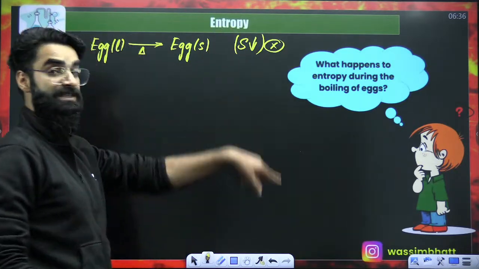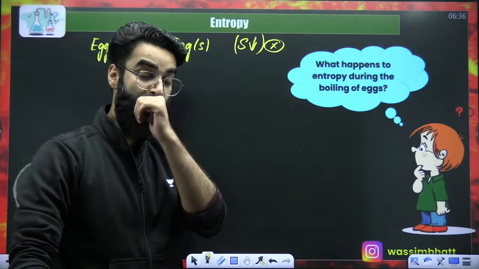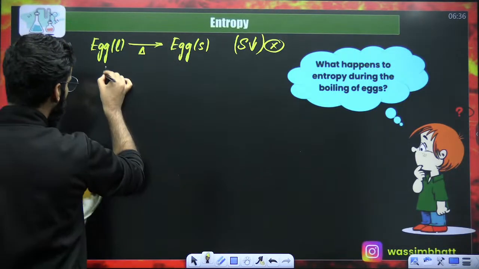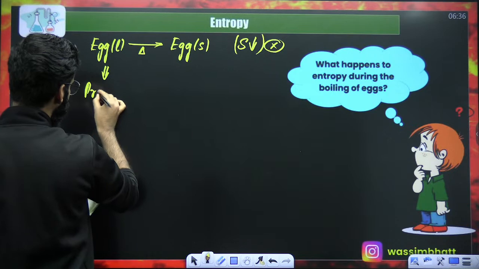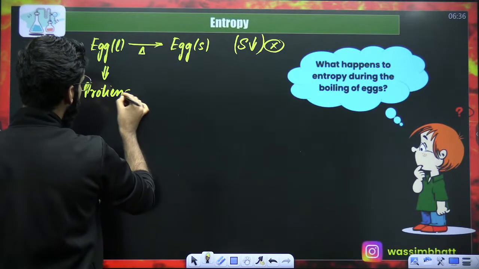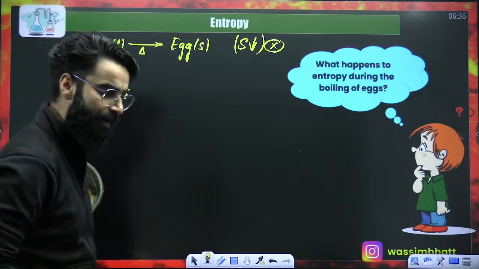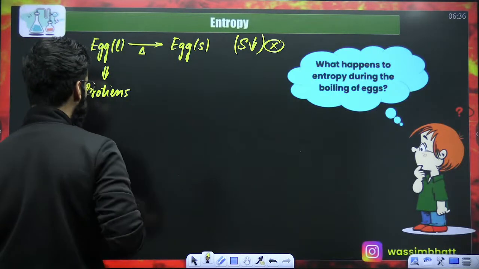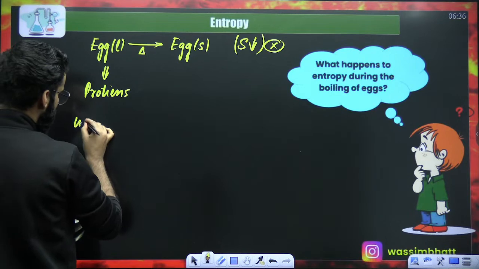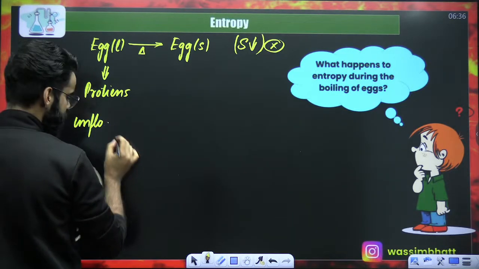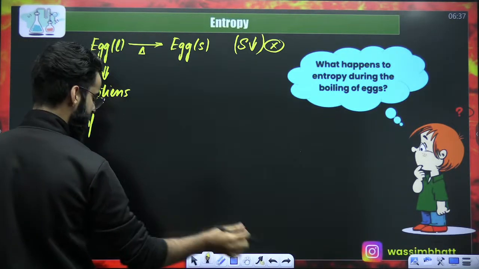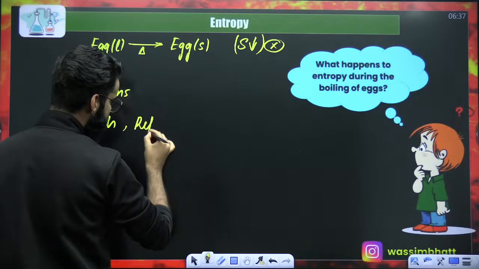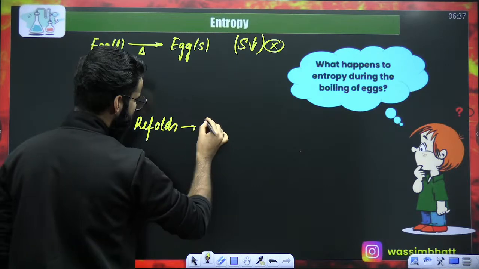Entropy increases during this process. During the boiling of an egg, the entropy of the egg increases. If you talk about the egg, what is an egg basically? It's a protein. What happens when you heat the protein up? First of all, the protein unfolds, then refolds, and becomes a tangled structure.